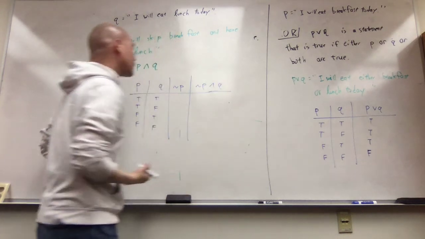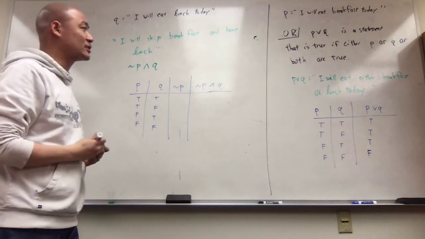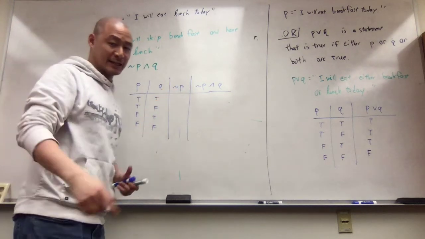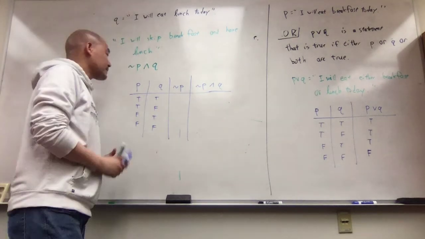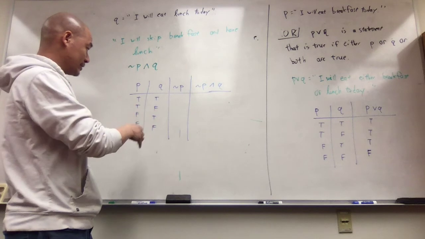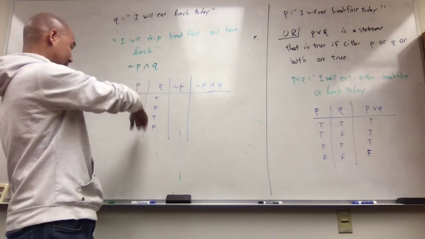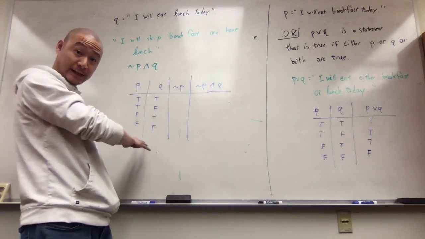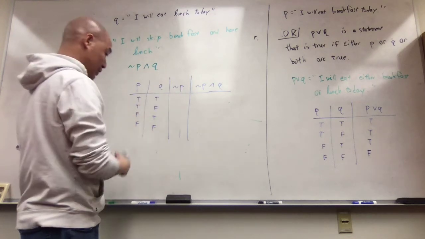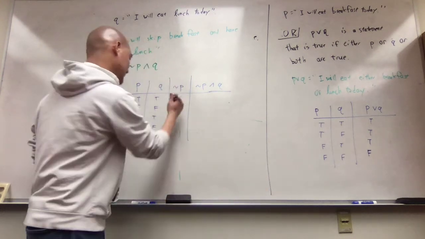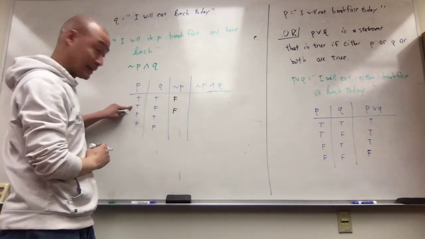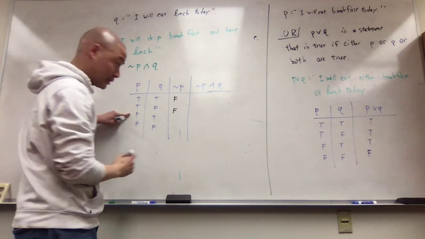As you become more comfortable with these logical propositions, you don't have to write out all these intermediary steps. But it helps for now while we're still getting used to this. So here we have P and Q and the four combinations again. Right? Not P is false when P is true, and it's true when P is false.